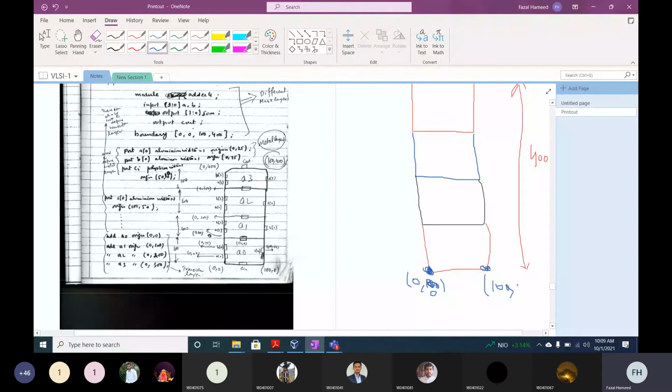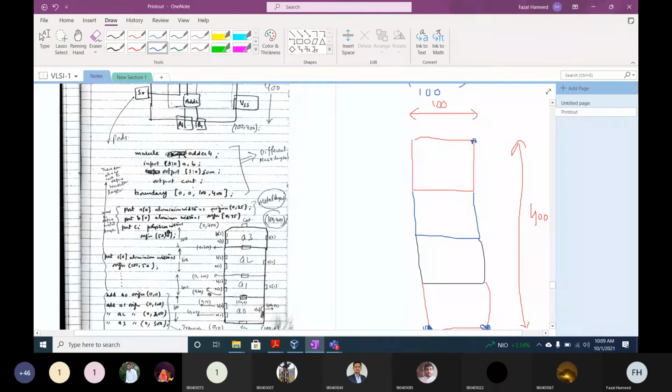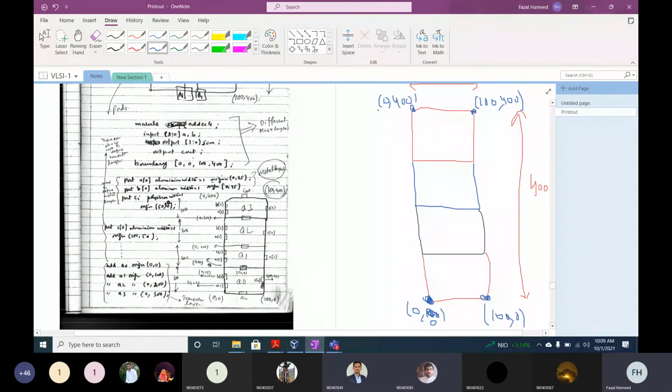What is the coordinate of this point, the right top? 100, 400. And this point? 0, 400. Because the horizontal distance is.